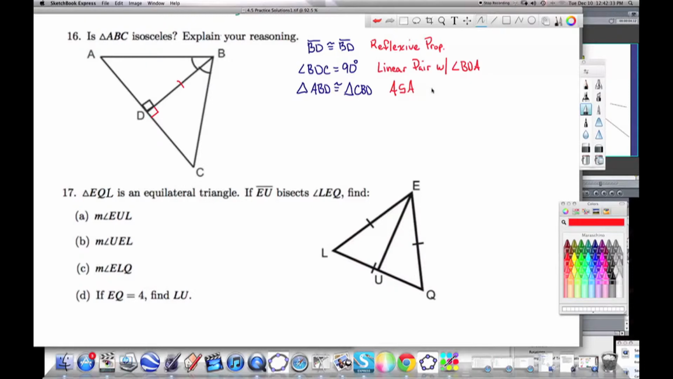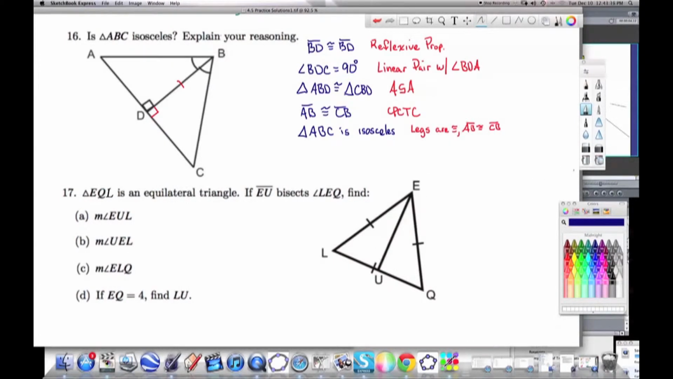So we've proven the two triangles are congruent, so we know that AB is congruent to CB by the corresponding parts of congruent triangles are congruent. So now we can say that triangle ABC is isosceles because the legs are congruent, AB and CB. Okay, that was a mouthful. Let's move on to 17.